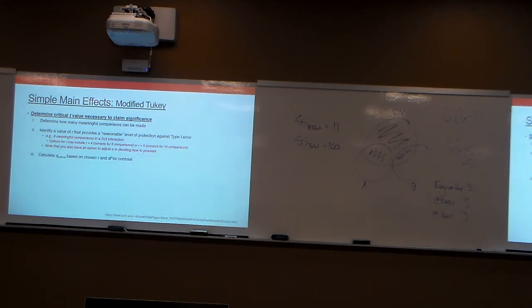Then what I could do is set R equal to 5 and calculate my critical Q based on my chosen R and degrees of freedom for my contrast. So how many degrees of freedom I have. Probably what I would do if I were going to do this, I would look at my degrees of freedom for my smallest comparison, right? Because I'm looking at pairwise comparisons, right?